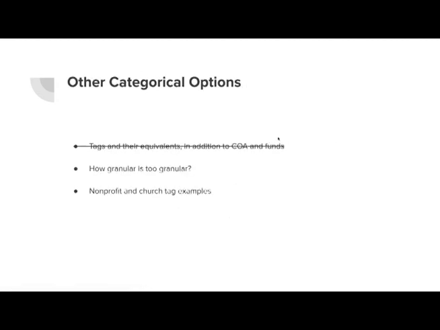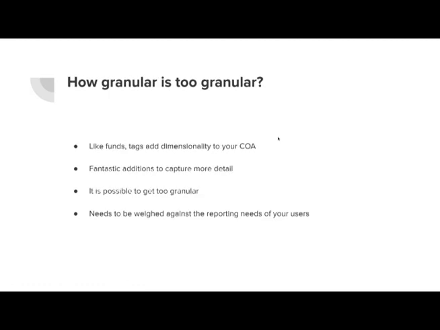So how granular is too granular? Well, like funds, tags add dimensionality to your chart of accounts. So they are fantastic additions to capture more detail, but it is possible to get too granular. Overall, the question of granularity gets into reporting. Ultimately, that's where you need to end up: someone, yourself included, is going to ask financial questions about your organization, and you want to feel equipped and able to accurately answer those questions.